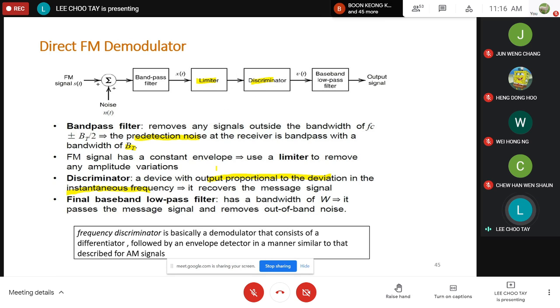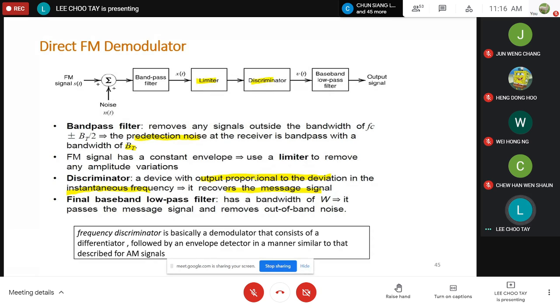Okay, this is what we want, isn't it? Because as far as FM is concerned, our message is actually represented by the frequency of the signals in the FM modulation techniques. So the discriminator basically will recover the message signal. All right. So the amplitude of the output signal is proportional to the change in the instantaneous frequency.